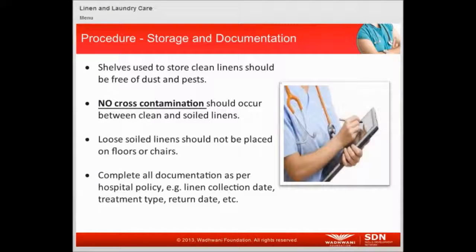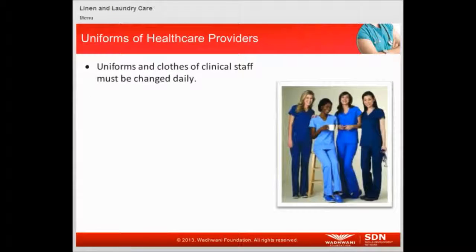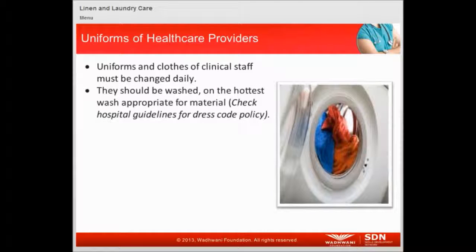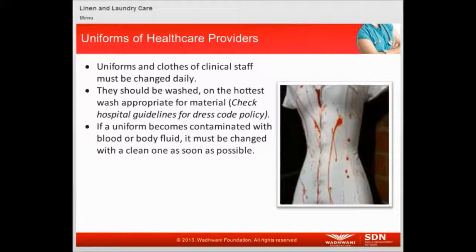Uniforms and clothes of clinical staff must be changed daily. They should be washed at home on the hottest wash appropriate for material. Check hospital guidelines for dress code policy. If a uniform becomes contaminated with blood or body fluid, it must be changed with a clean one as soon as possible. Regularly clean washing machines and tumble dryers. Iron clothes to remove any residual microorganisms.